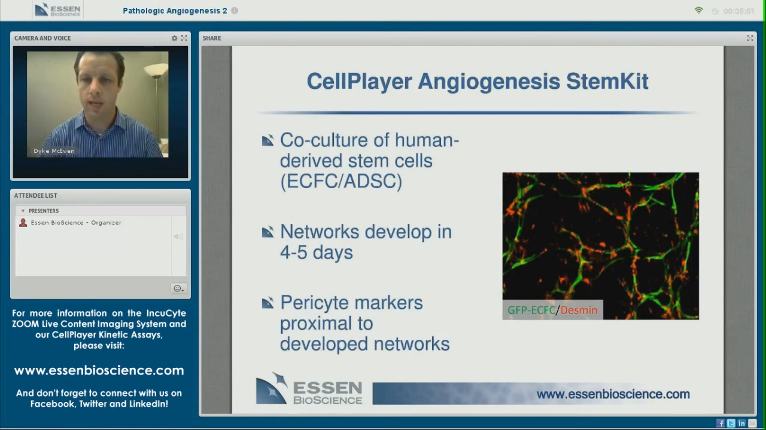As I mentioned, we are also able to look at pericyte development in the ADSCs. Here we fixed and stained the cells for a pericyte marker, Desmin. What you see is that the ADSCs that are in close proximity to the networks have differentiated and are expressing Desmin.